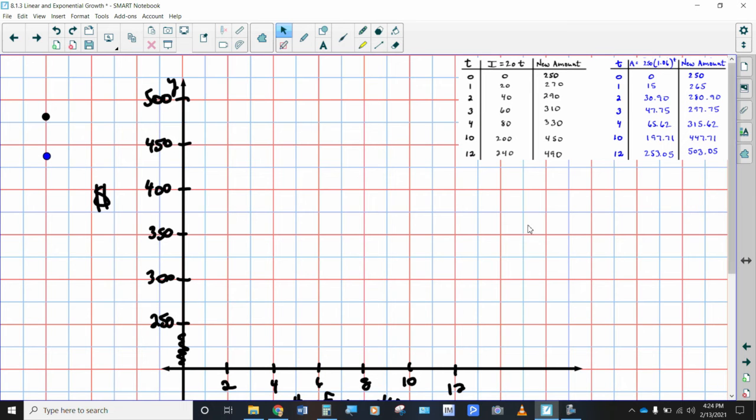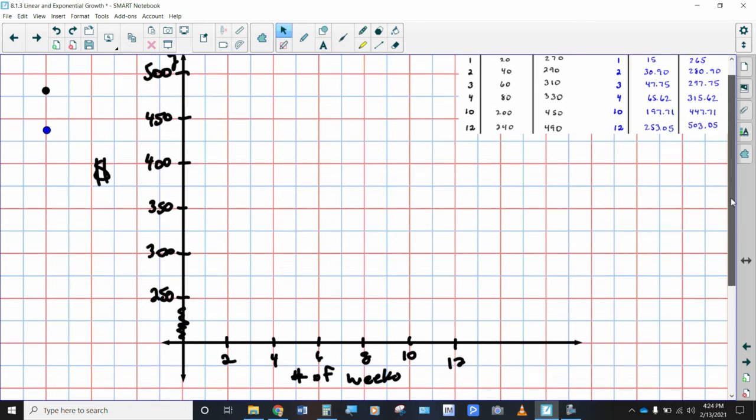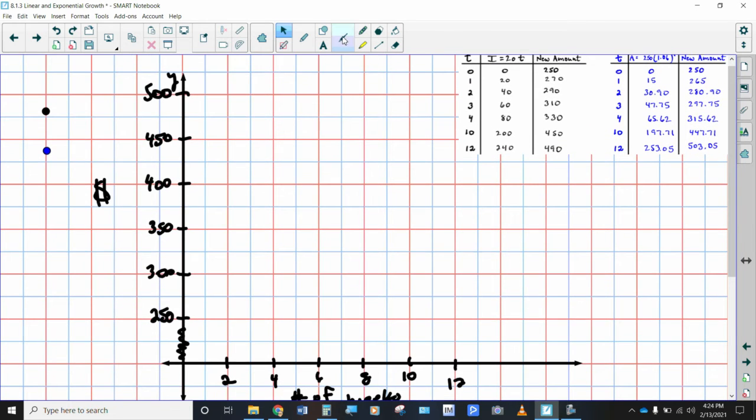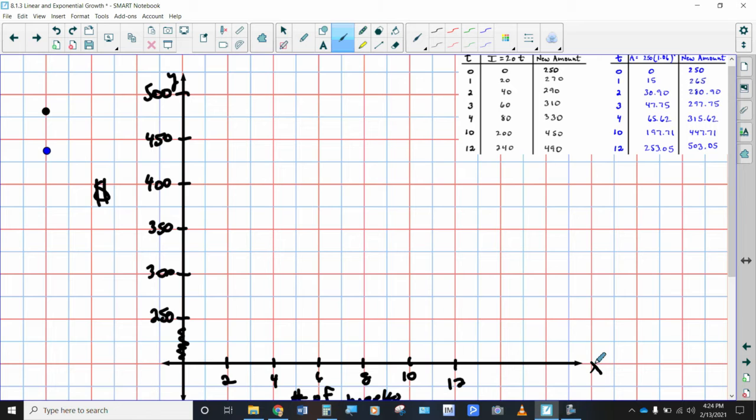I would like for you to take your table. Your independent variable is your time, the number of weeks. That's going to go on your x-axis. Did I forget to label my x here? Let me label my x here. Okay, and your dependent variable is the amount of money earned, so your new dollar amounts.